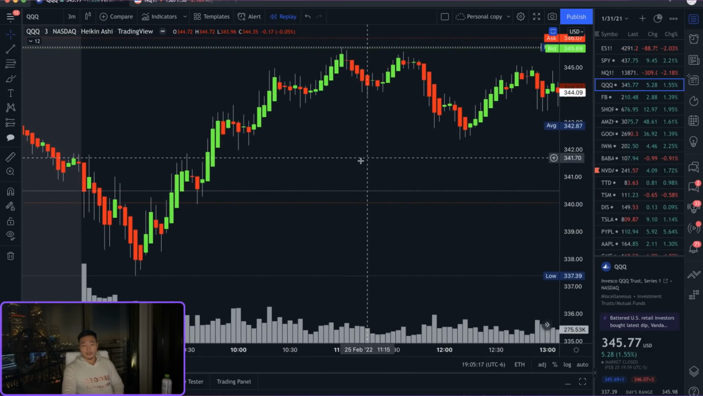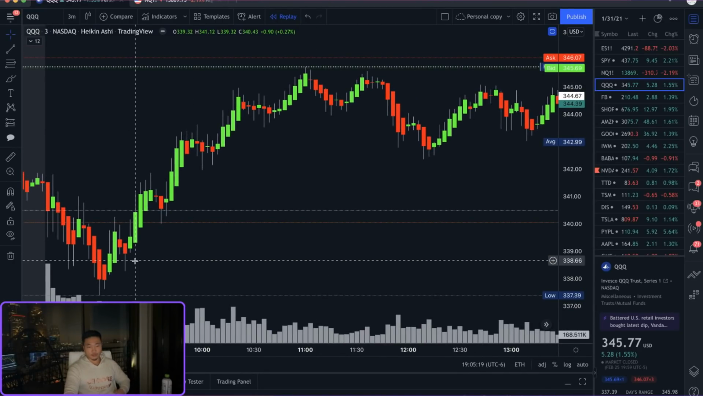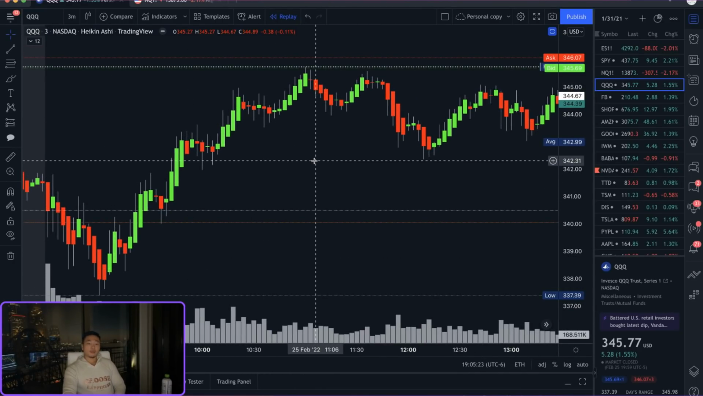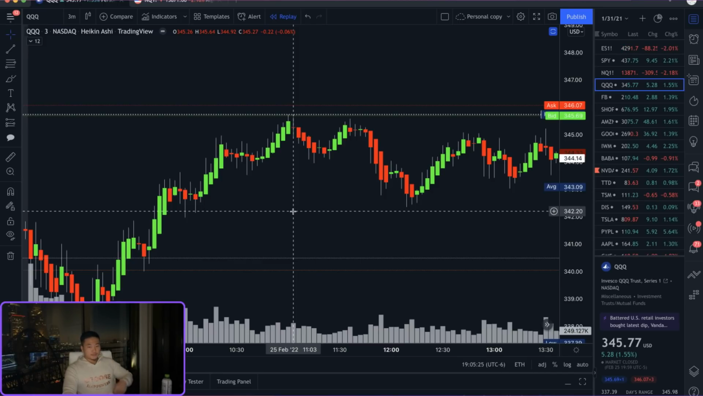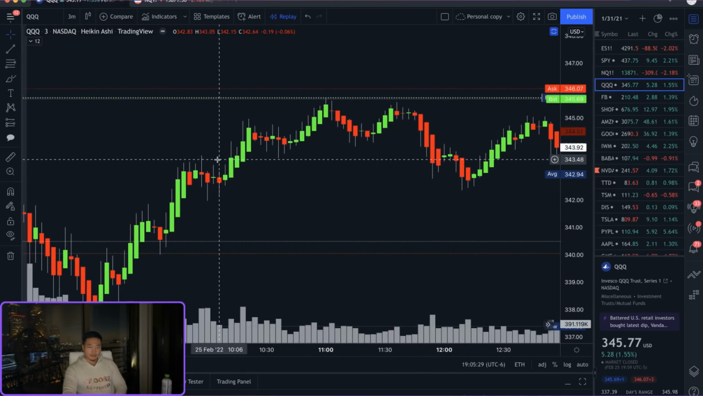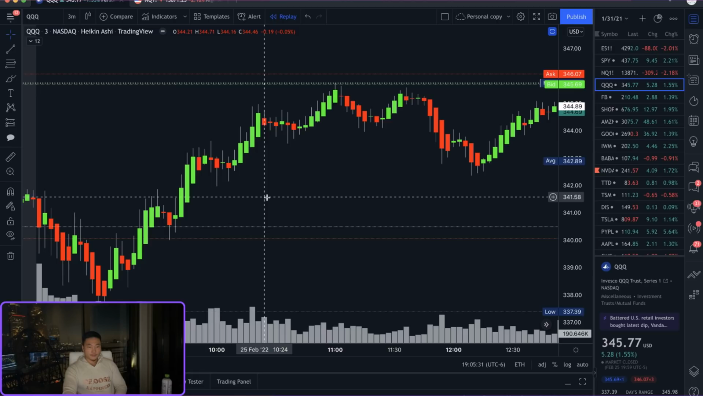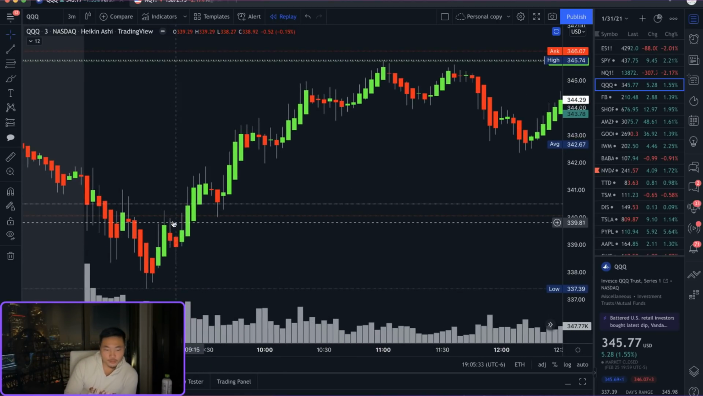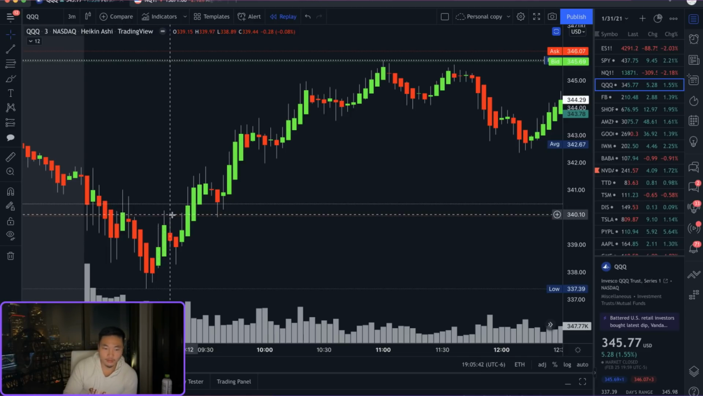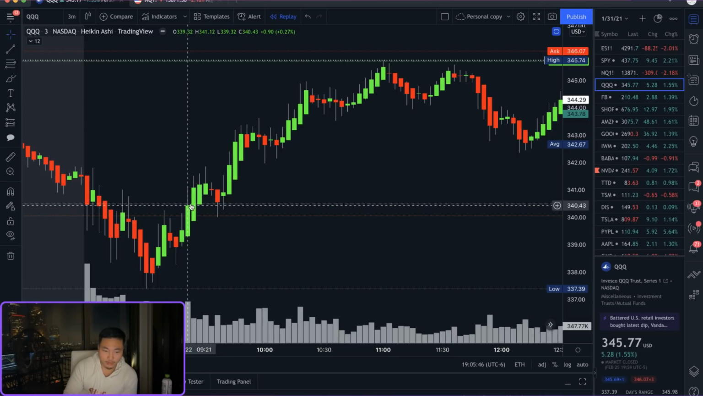So QQQ last Friday, on that reversal from the bottom, we see a little, okay, look. First, that was the resistance met, right? 340.20 about there. Broke, I came back down, broke.